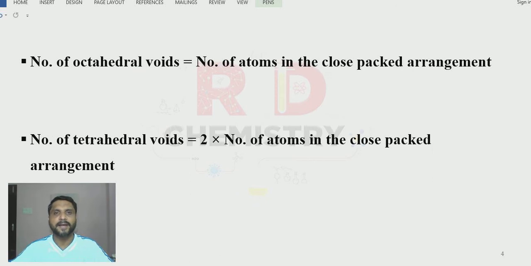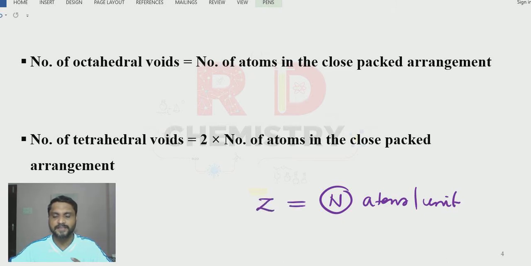Now, how many tetrahedral voids and octahedral voids are there? Suppose n is the number of atoms per unit cell. So these are the atoms per unit cell, assuming the number of atoms per unit cell, let n be equal to the Z value. Z is nothing but the number of atoms per unit cell. You know that one, right?